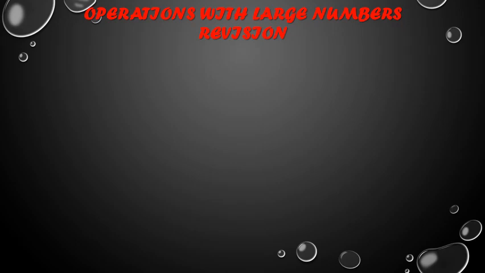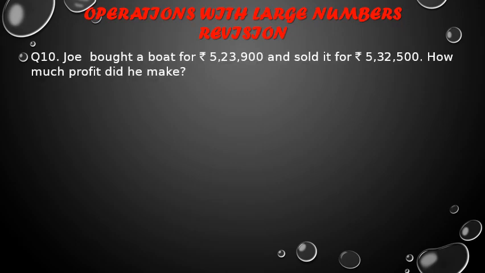Now let's come to the last question of our revision work. This is a word sum, and the question is, Joy bought a boat for rupees 5,23,900 and sold it for rupees 5,32,500. How much profit did he make?